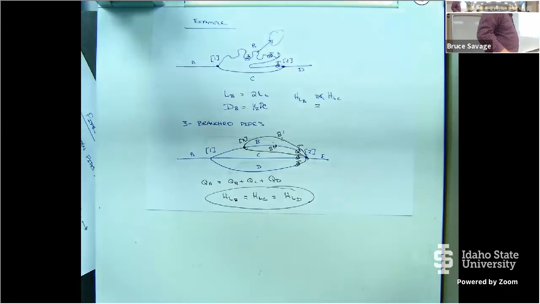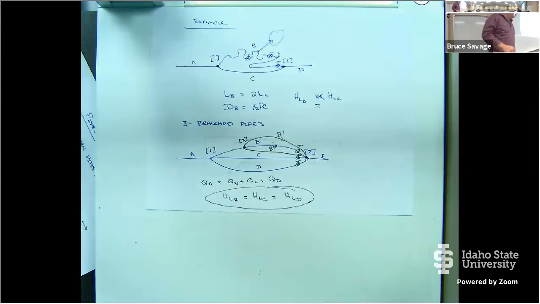So B prime and B double prime would be equal to each other this time? Yes. Yeah, good point. Head loss across B prime and B double prime would be equal to each other. The flow rate is wildly different. The head loss has to be the same, because it's starting in the same spot and ending in the same spot.